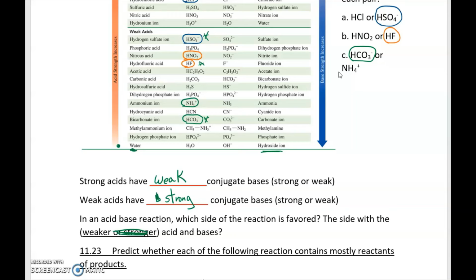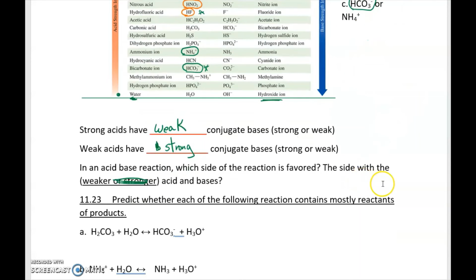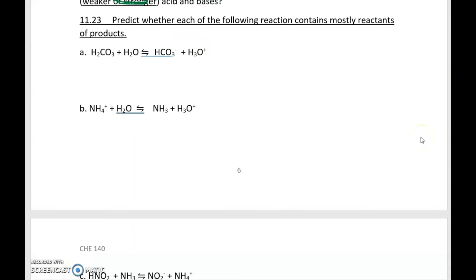So let's predict whether the following reactions will contain mostly reactants or mostly products. So this is going to be a multi-step process. We're going to predict whether we're going to end up with reactants or products. We're going to be predicting whether we're going to make carbonic acid or whether we're going to make this hydronium. This is our acid. This is our base. This, therefore, is our conjugate base and our conjugate acid.